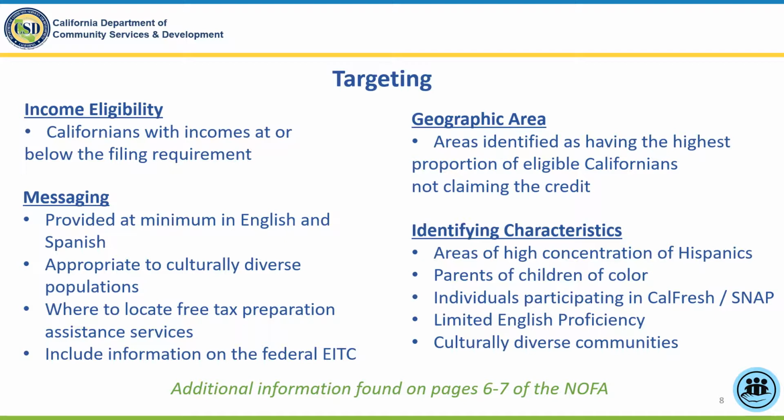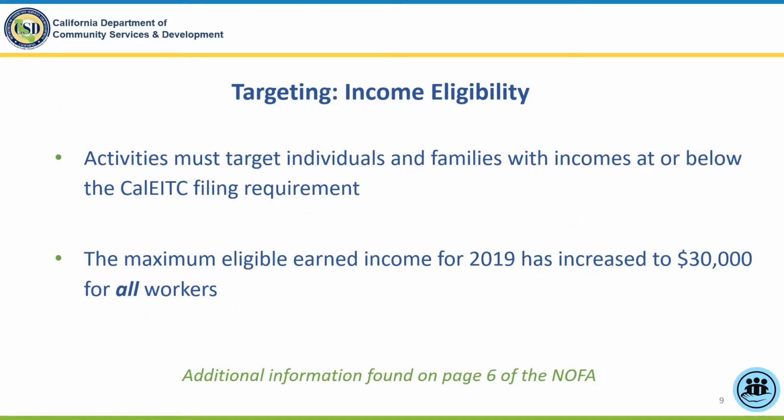For 2019, the CalEITC income eligibility expanded significantly, which will allow more low-income working individuals and families to qualify for the credit. Education and outreach activities must target individuals and families with incomes at or below the CalEITC filing requirements based on the income limits established for the 2019 tax year. The maximum eligible earned income for 2019 has increased to $30,000 for all workers, regardless of their number of dependents.